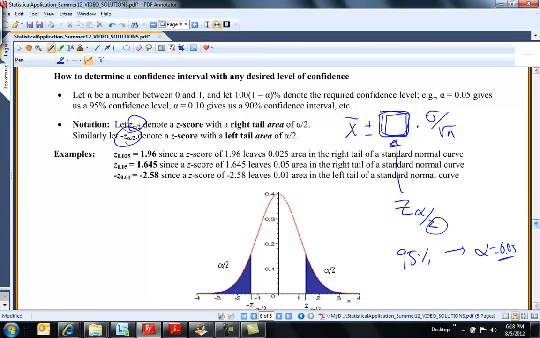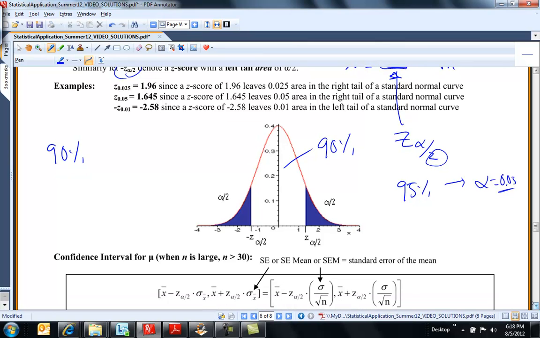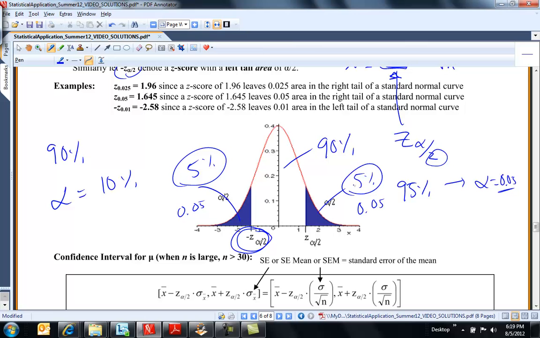So for example, let's just go here to the 90% confidence interval. If I want 90% area under the curve, then I want 10% in the tails, so alpha in this case is 10%, and I want to break that equally into the two tails, so alpha over 2 is 5%, alpha over 2 is 5%, that's 0.05 and 0.05. So I go to the z table, and that's what I'm going to call this value, the value that leaves 5% in the left tail and 5% in the right tail.